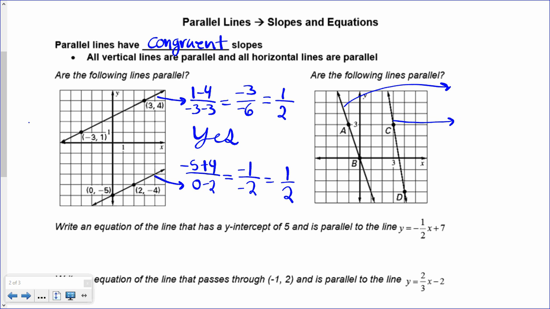Can anybody tell me what the slope of the line on the far left is? Was it -3? Or if you write it as a fraction, you can write it as -3/1. And then what about the one on the right? -6. Okay, or -6/1 if you want to write it as a fraction. So, would these lines be parallel? No. Why not? They're not equal. What are not equal? The slopes are not equal.